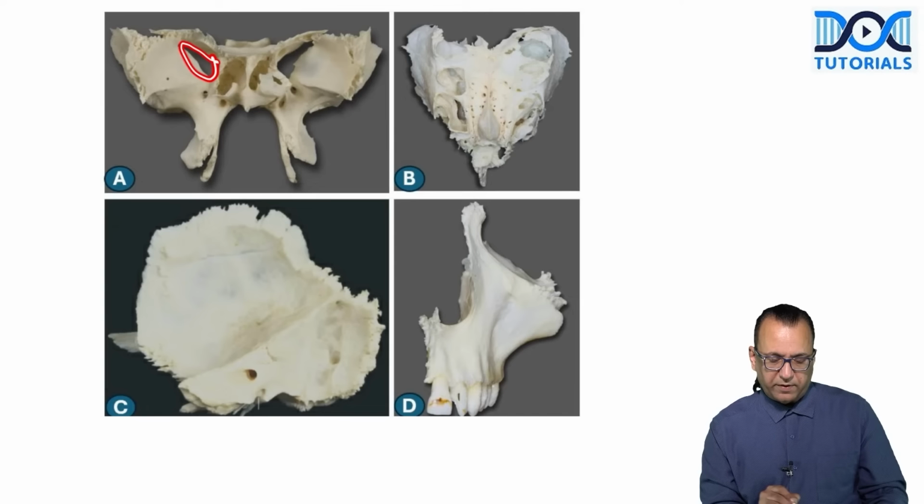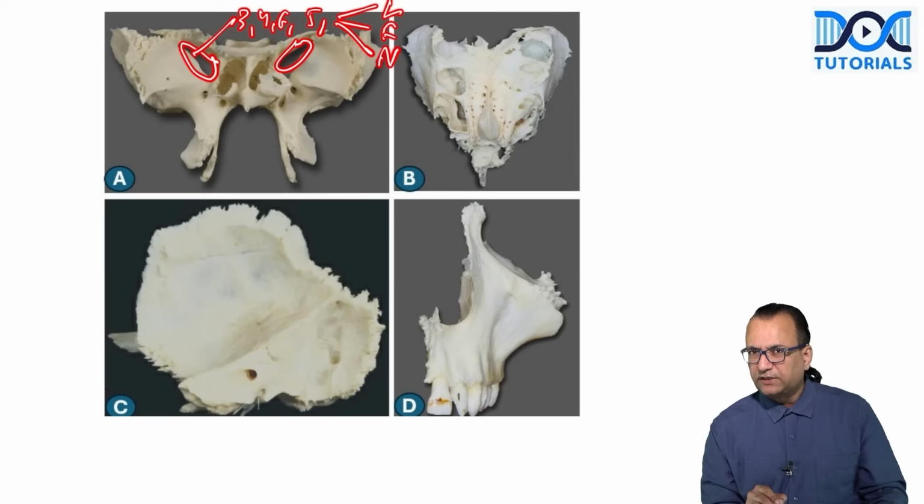Though we understand the superior orbital fissure will have numbers 3, 4, 6 and branches of 5, 1, that is the lacrimal, frontal and nasociliary nerves, these are not CNS extensions. So we cannot take that answer.